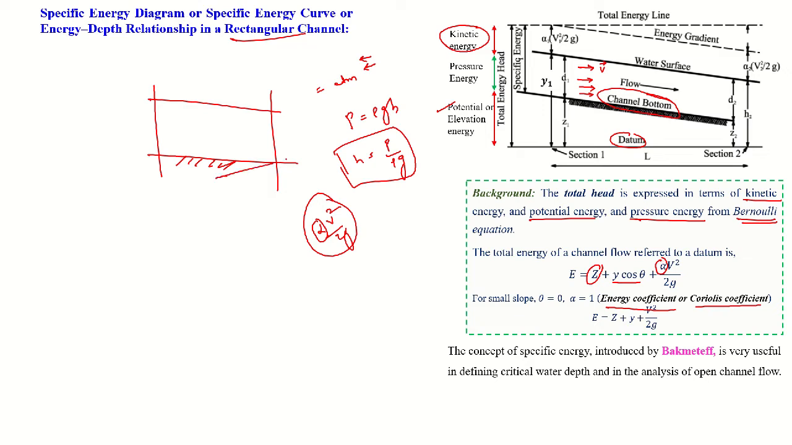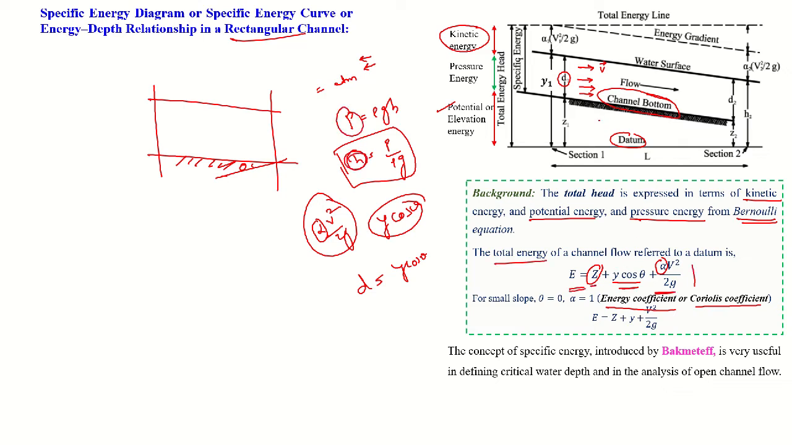The channel bed has some elevation or angle, which is called theta. In this condition, the depth can be written as Y cos theta. So D is written as Y cos theta, and this head is written as Y cos theta.